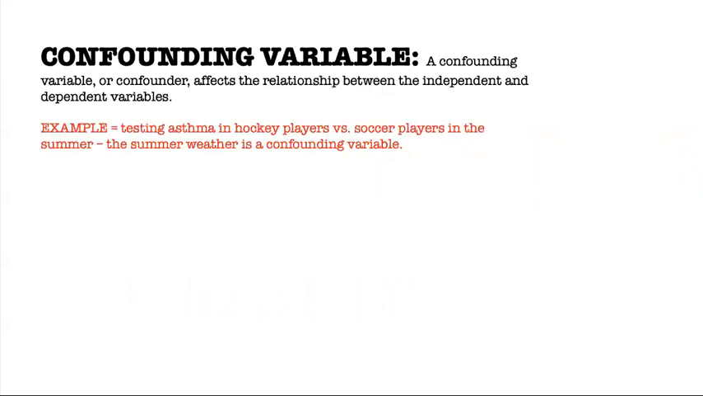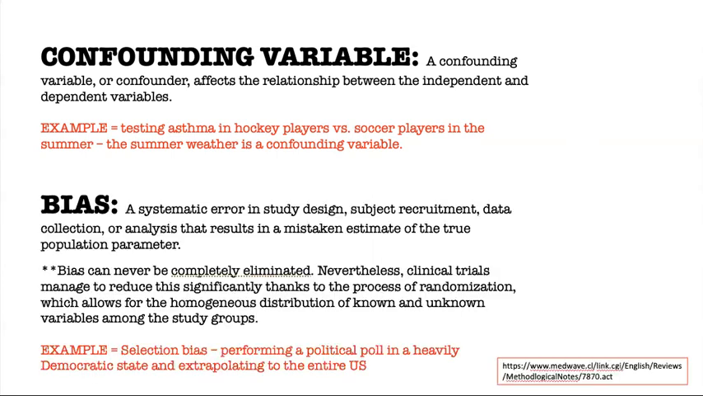So I'll go into it really briefly. So what's a confounding variable? It's a variable that affects the relationship between the independent and dependent variables. So for example, if you test asthma in hockey players versus soccer players, in the summer weather is going to affect the asthma differently in the soccer players versus the hockey players, whose environment, a cold hockey rink, is just the same in each season, right?